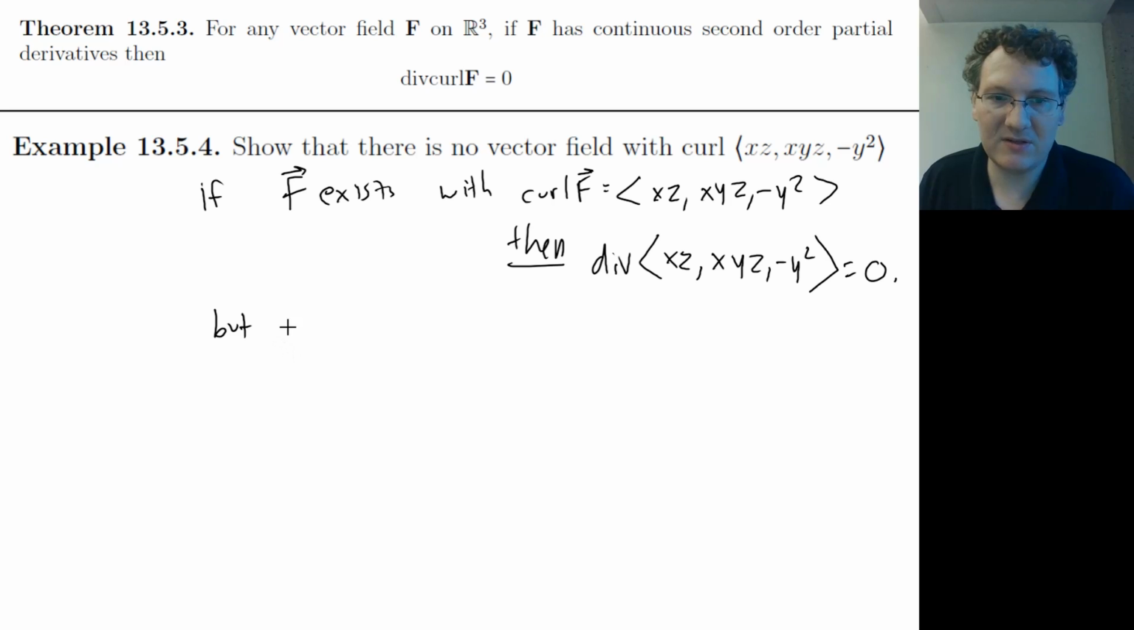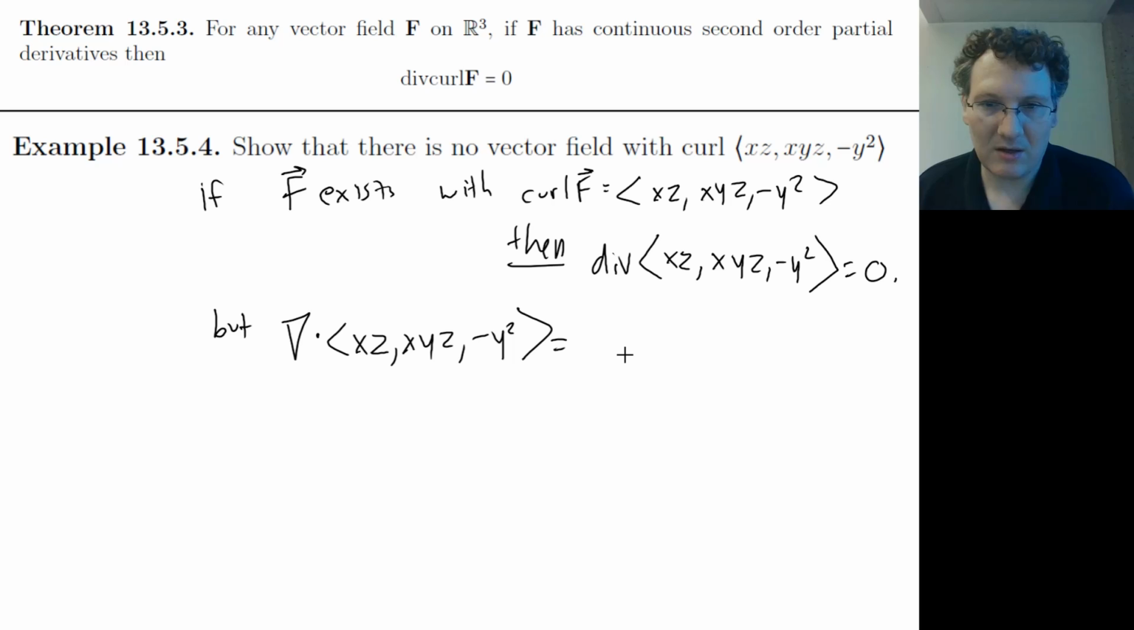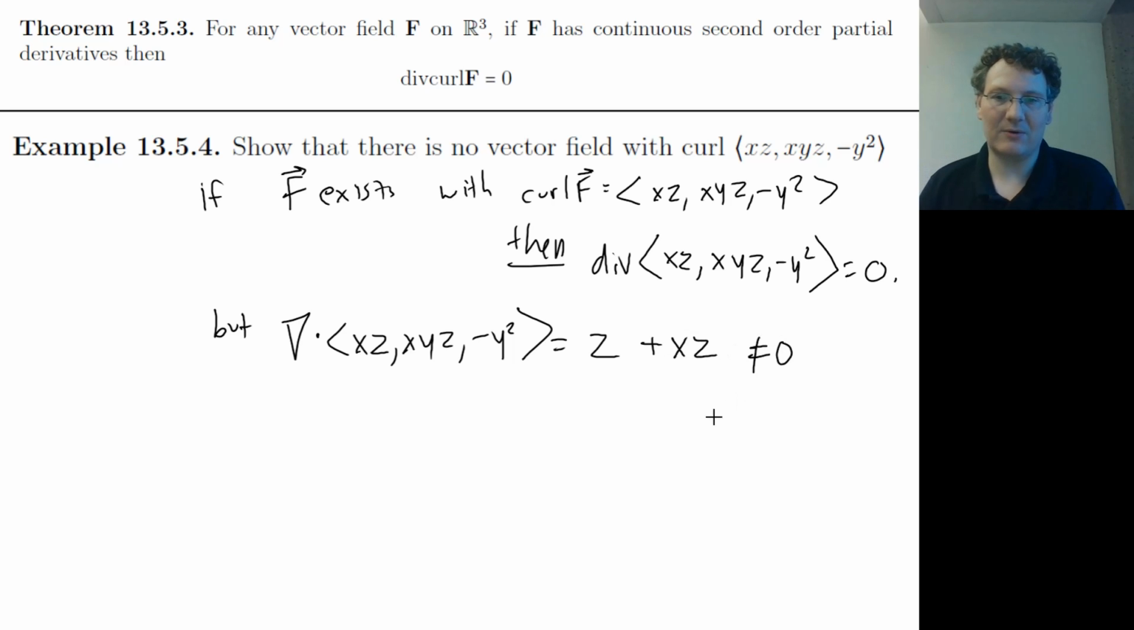But what is the divergence? This gradient operator dotted with xz, xyz, and negative y squared. It's going to be the partial derivative of xz with respect to x, of course, that's z. We just did this a second ago, right? It's z plus xz, which is not equal to 0. So this vector field is not the curl of any existing vector field. It's just not possible for a vector field to have this curl.